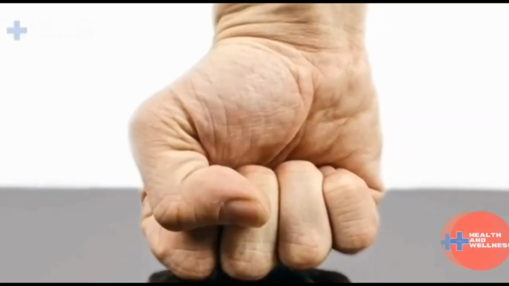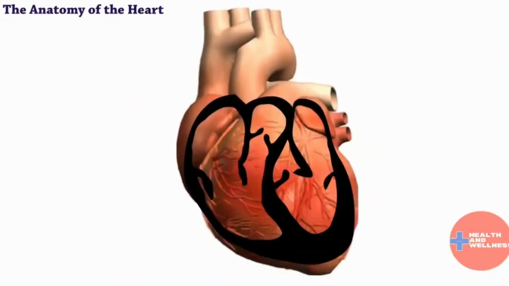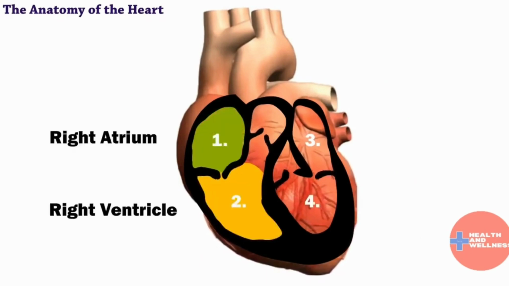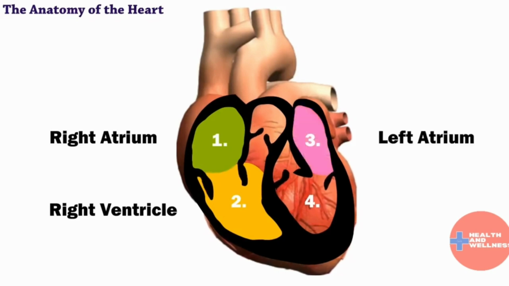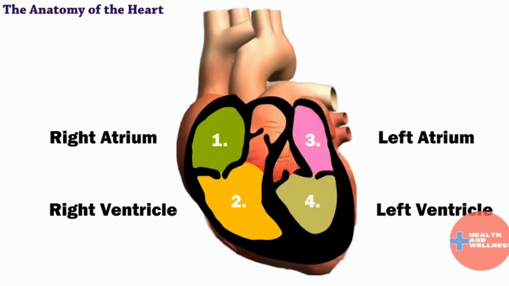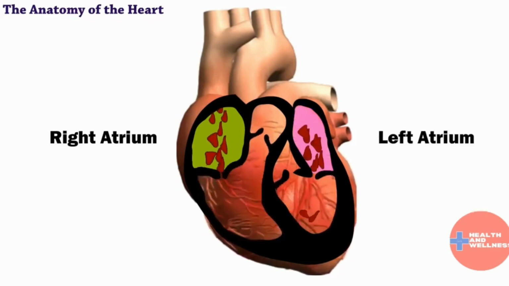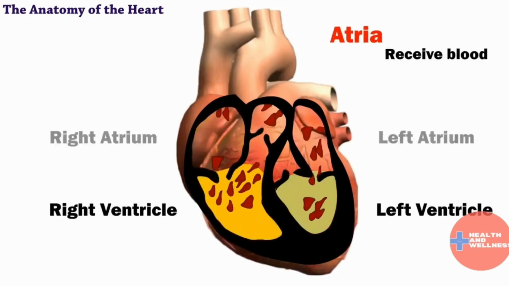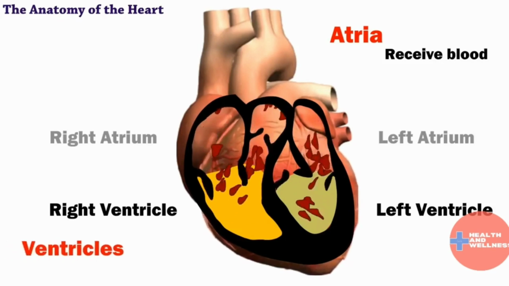The heart is the size of the owner's fist. Every heart possesses four chambers. These consist of the right atrium, the right ventricle, the left atrium, and the left ventricle. The atria, or two upper chambers, receive blood. The ventricles, or two lower chambers, pump blood.